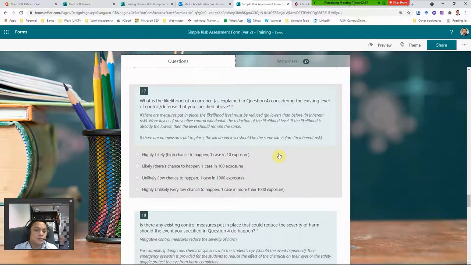So this is where you use your critical thinking to see whether the protection is effective or not. The main issue here is to see whether the protection is effective or not. If you think that it is effective, then the likelihood will be reduced. If you think that the protection or control measure is not effective, then the likelihood will be similar, or the changes will not be so different. Maybe just one level. If it's very effective, it might go from highly likely to highly unlikely. Skip two levels.